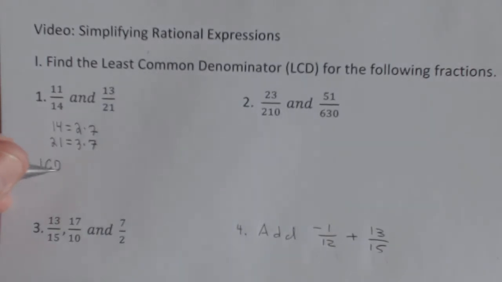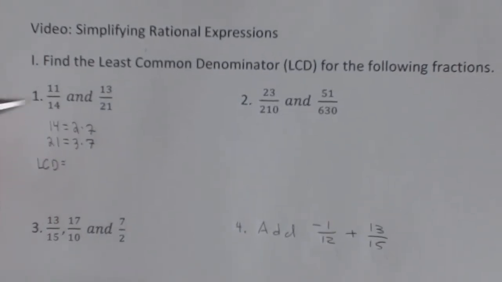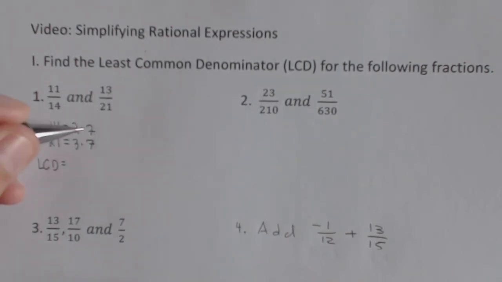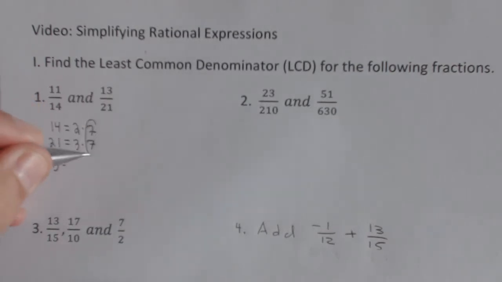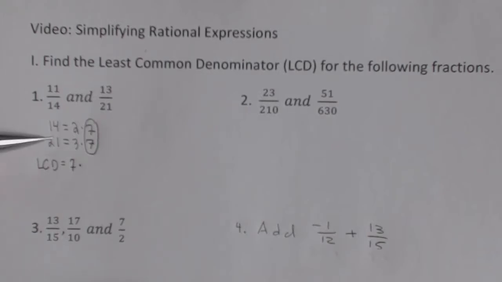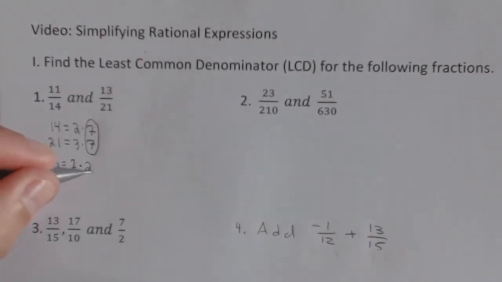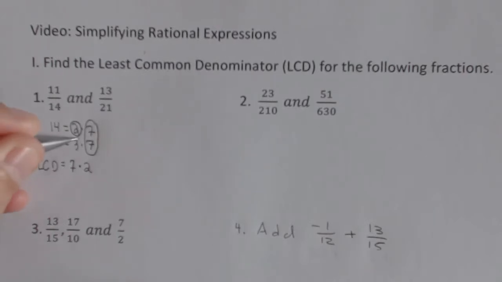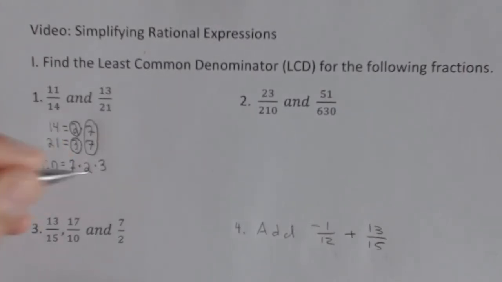And so the least common denominator is a number that both 14 and 21 will divide into, and so you need to collect all the factors for each number. The trick is to make it a least common denominator. You don't want to repeat the number. So if I circle these 7's, I just have to write the 7 down once. And then 14 has a 2, so I would need to write that 2 down. And 21 has a 3, so I would need to write that 3 down. And so the LCD of 14 and 21 is 7 times 6, or 42.